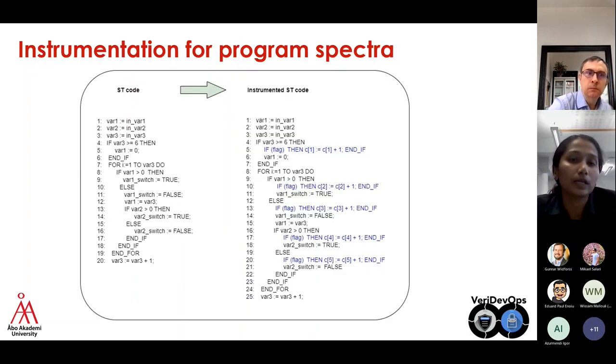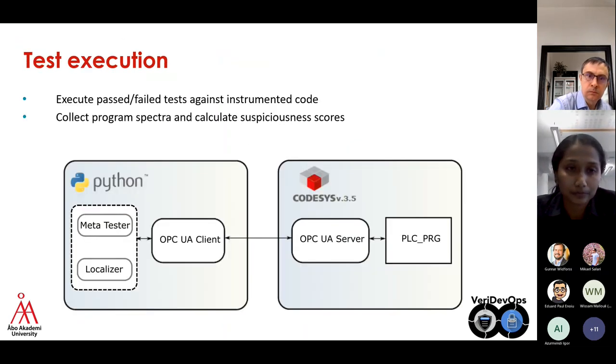In this phase, we instrument the program for collecting the program spectra information. We introduce counter variables at branch level to measure the number of times each branching condition is visited during the execution of passed and failed tests. Test generation and execution is automated. We use the OPC-UA data communication protocol for communicating the test cases from Python to the application running on CODESYS. When the tests are executed, we collect the program spectra, and this is used to calculate the suspiciousness scores.